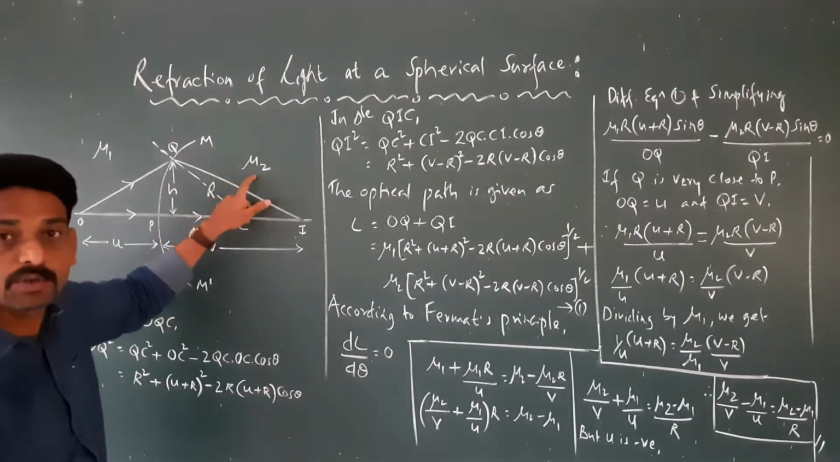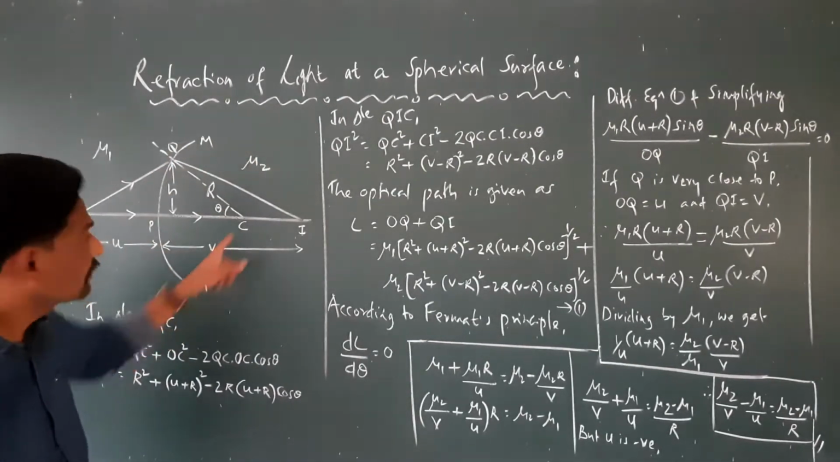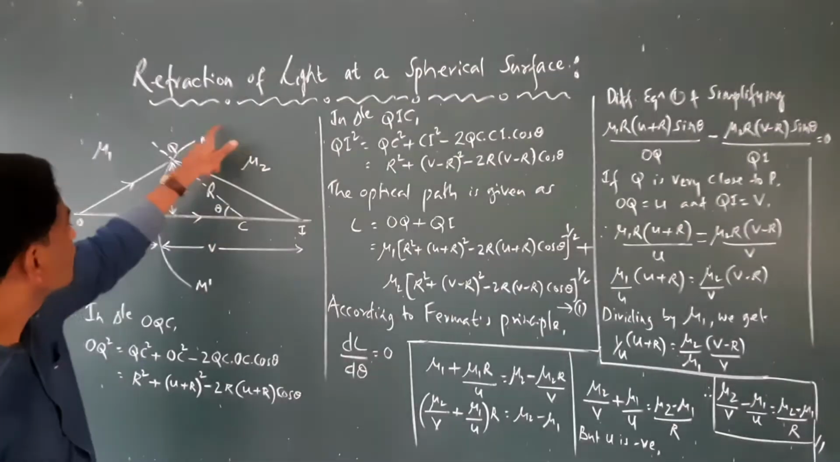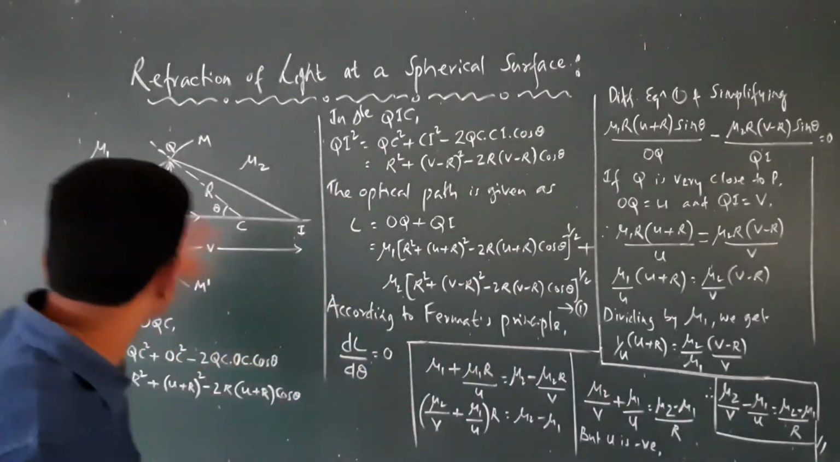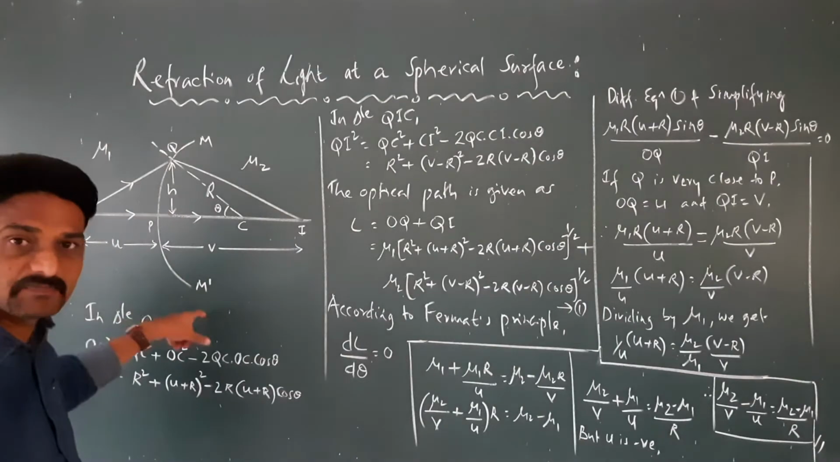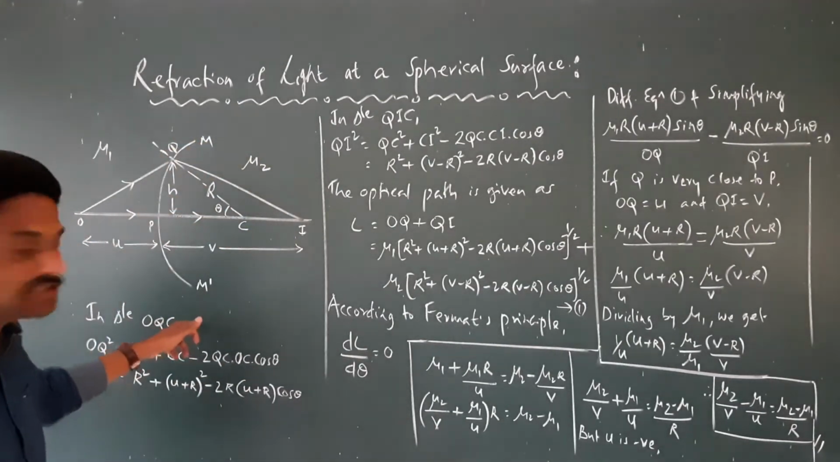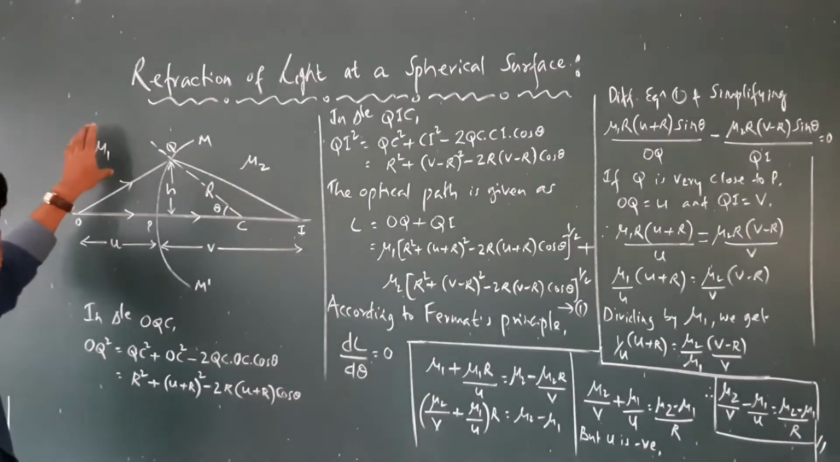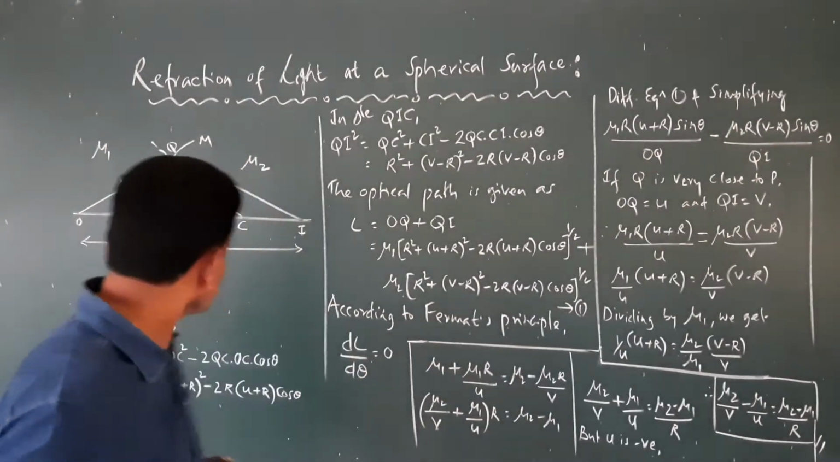What is mu2? Mu2 is the refractive index of the spherical surface, which is going to be a glass medium, right? So this is the air medium. This is the spherical surface, which is the glass medium. So mu2 is the refractive index of this medium, and mu1 is the refractive index of this medium, which is basically the air medium, right?